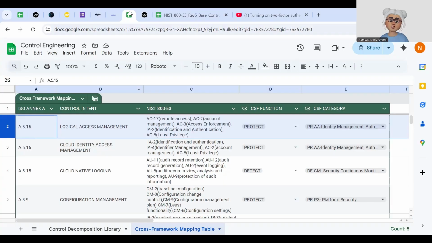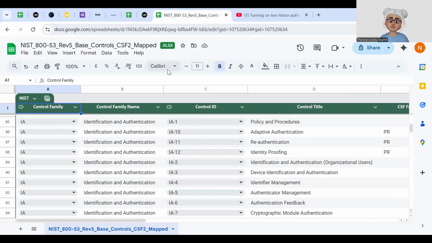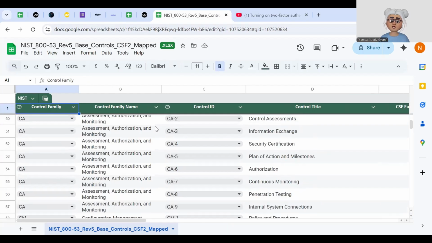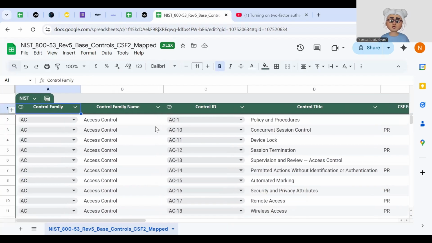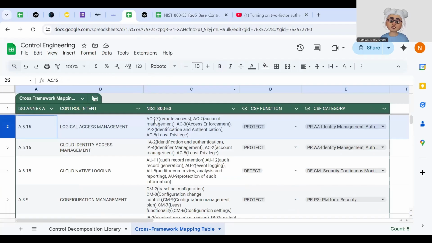Is that okay? And then under that family of access control, we have some IDs or some categories. Is that okay? So when you see AC2 or AC6, like I've put them in brackets. So AC17, like I said, is remote access. That means the subcategory of 17 under the control family access control is remote access. Is okay. And then the ISO 27001 8.5.15 talks about logical access management.